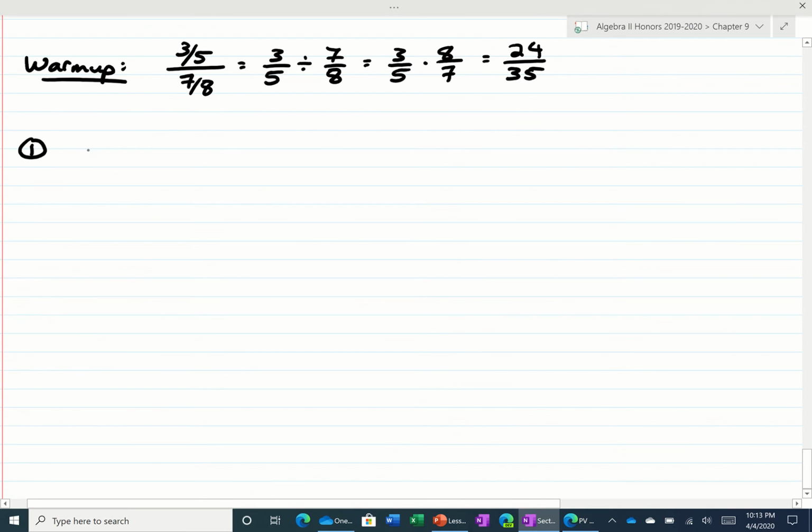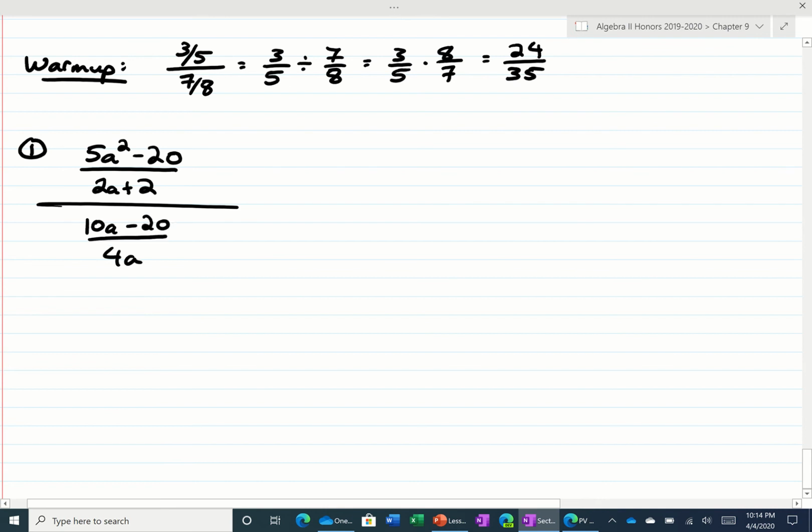First problem looks like this. We're going to be simplifying (5a squared minus 20) divided by (2a plus 2). We're going to be dividing that whole thing by (10a minus 20) divided by 4a. First step that we want to do is let's write it horizontally. 5a squared minus 20 over 2a plus 2 divided by 10a minus 20 over 4a.